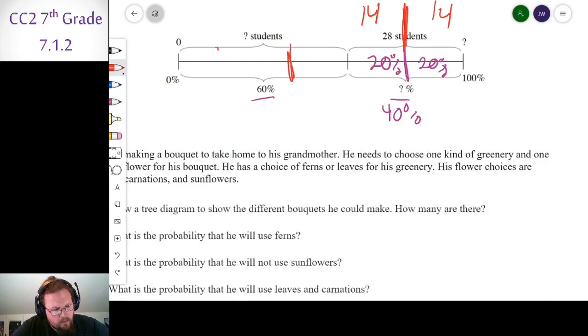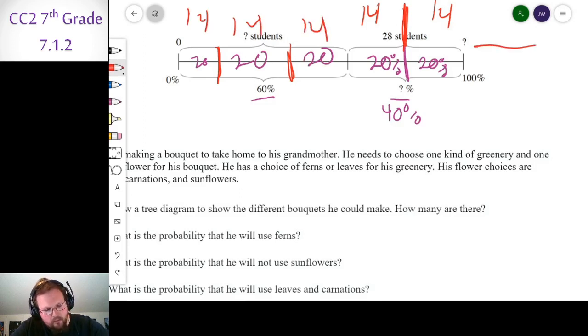So you can just break this up into 20, 20, 20. And each of those into 14, 14, 14. Find all the total there. Okay.